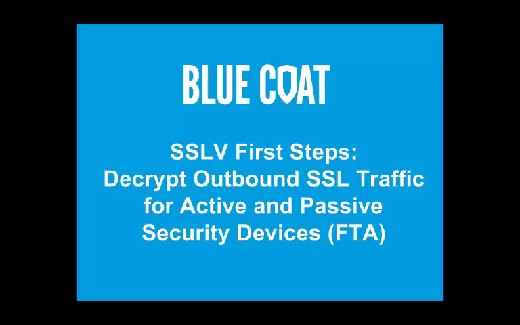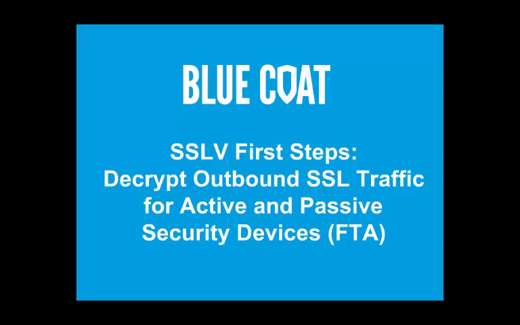Welcome to the Bluecoat SSL Visibility Appliance First Steps. This video tutorial describes the deployment scenario of the SSLv appliance configured to decrypt outbound traffic and send it to both active and passive security devices, with an option on power failure to forward traffic to the active security appliance.